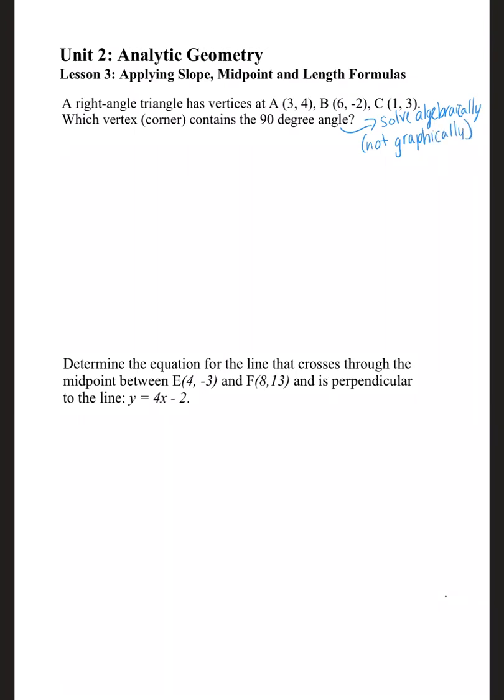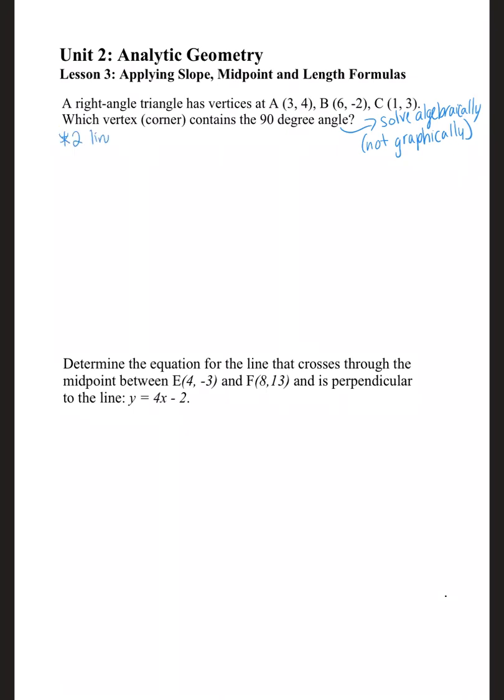a graph. But we have to know something about that 90-degree angle, and you might have seen this in grade 9 as well. When we're talking about the slope of something and two lines meeting together at a 90-degree angle, their slopes are going to be negative reciprocals of each other. So let's just make a note of that to remember from grade 9.